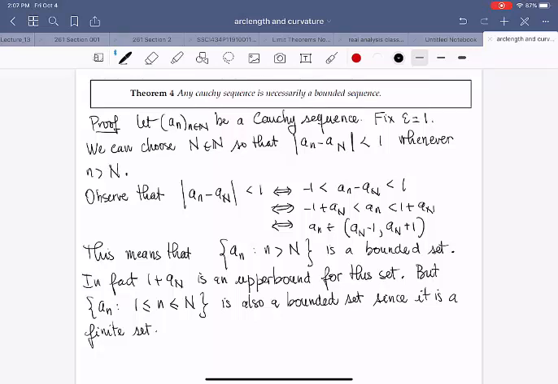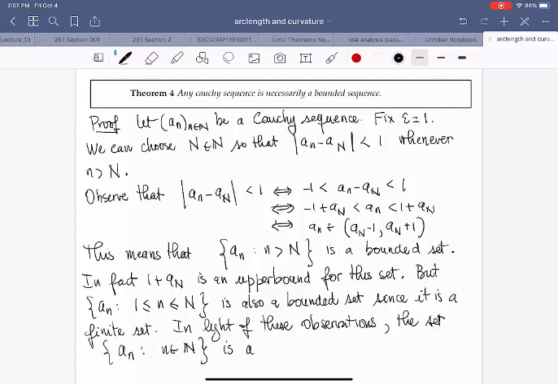Now, because every element of the sequence is in the union of this set together with this set, then the entire set is bounded. So in light of these observations, the set of a_n, where n is now containing everything, is also bounded. I would like to challenge you to sit down and write a short proof for this fact: if you have two sets which are bounded, then the union must be bounded. If you can prove that, then you have proved exactly the claim.